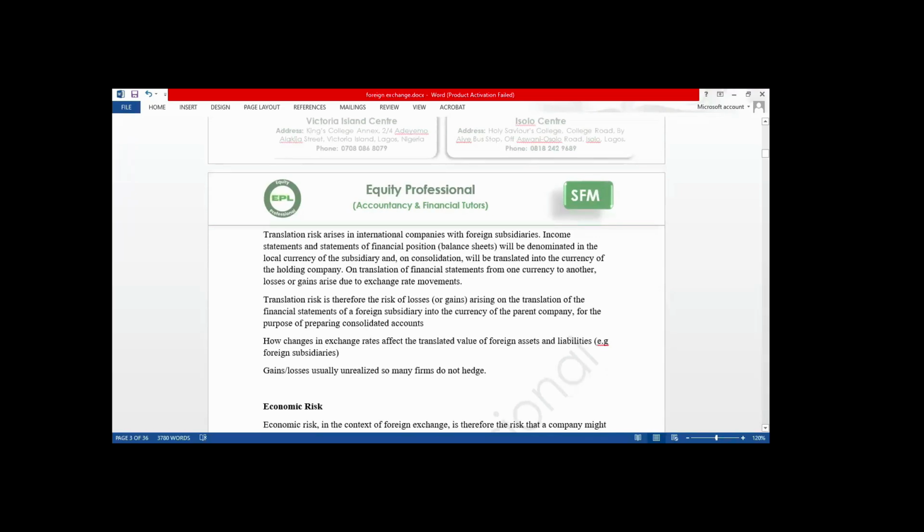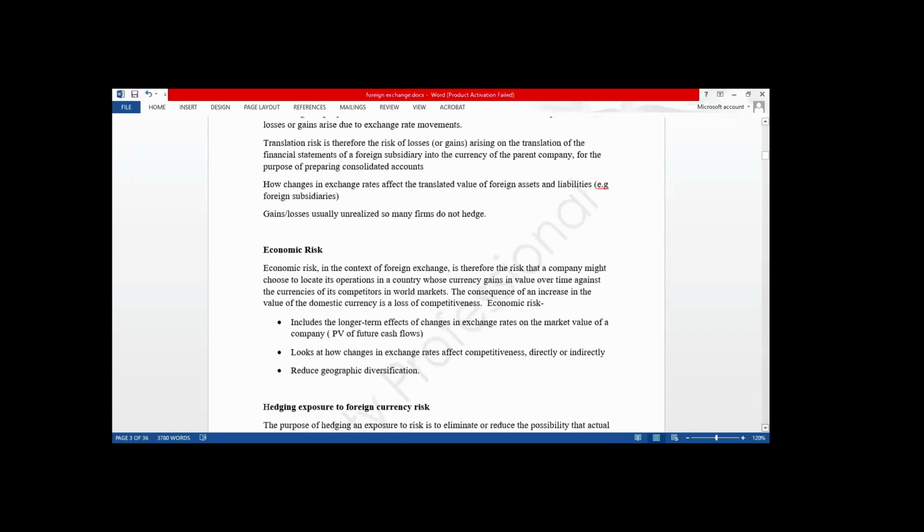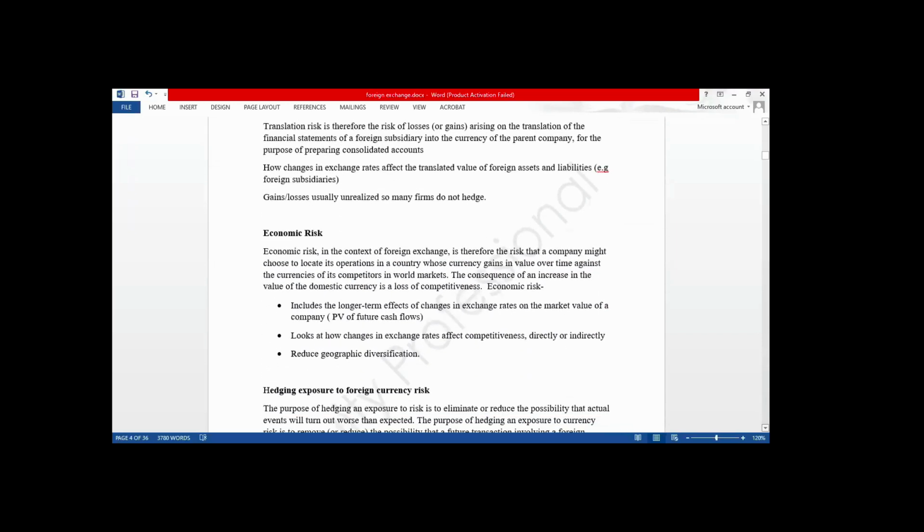Then the last one is economic risk. Economic risk in the context of foreign exchange is the risk that a company might choose to locate its operation in a country where the currency gains in value over time against the currency of the competitors in the world market. Let me explain that.